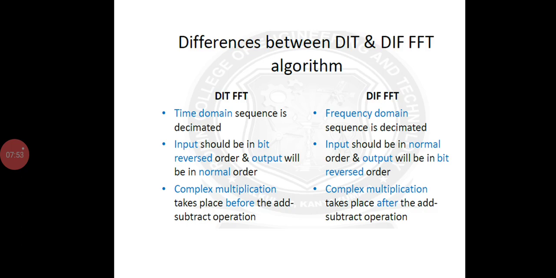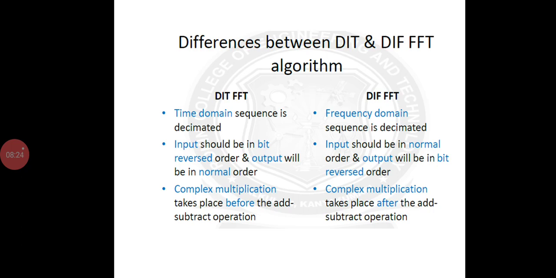Now we can see the difference between the DIT and DIF FFT algorithms. In the DIT FFT algorithm, the time domain sequence is decimated, but in the DIF FFT algorithm, the frequency domain sequence is decimated. The second point is that in the DIT FFT algorithm the input should be in bit reversal order and the output in normal order, as we have already seen, and in the DIF algorithm the input should be in normal order and the output in bit reversal order.